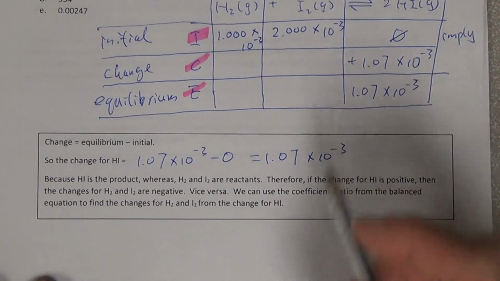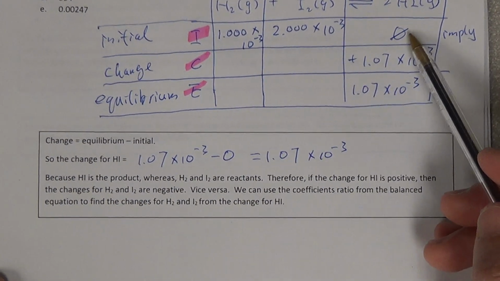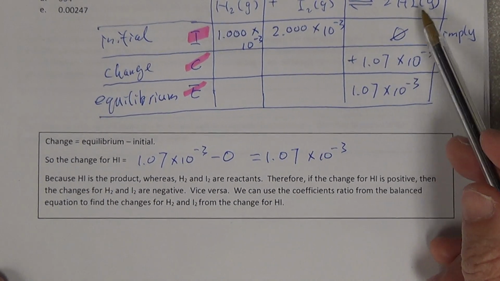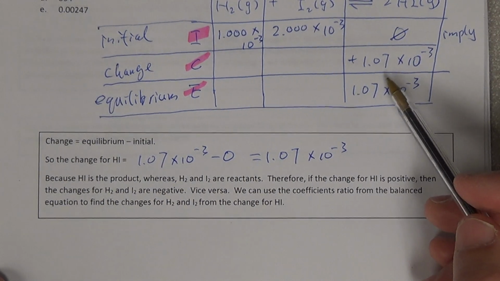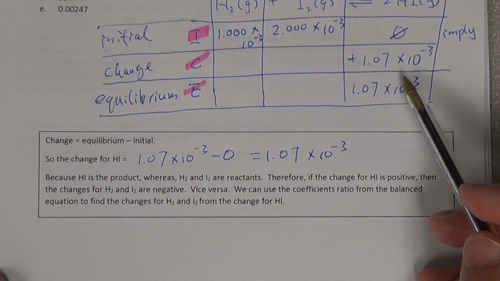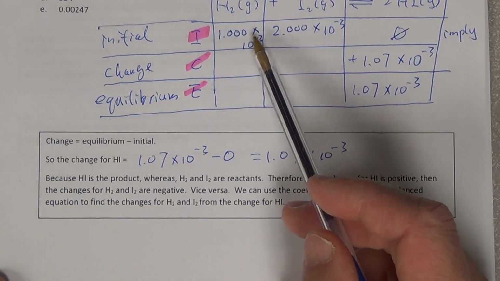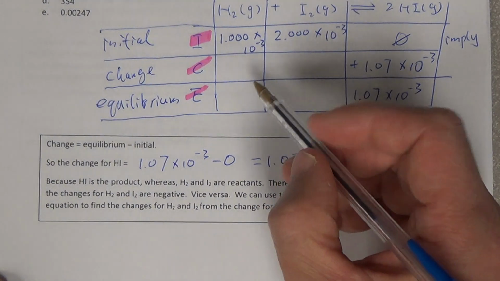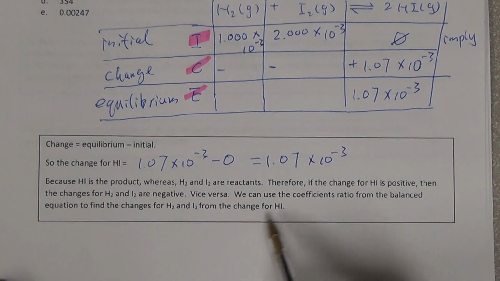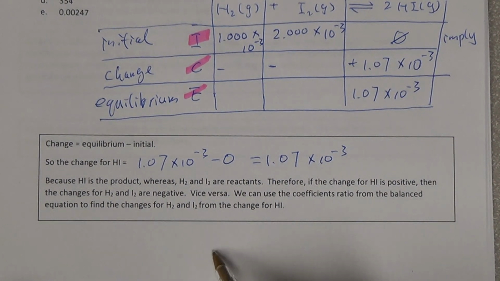So why emphasize positive? Because HI is a product. At the beginning we have nothing, 0. Then at equilibrium we have something. So the HI concentration increased. If the product concentration increased, where does the product come from? It comes from consuming the reactant. So the reactant concentration will decrease, and the change for these two will be negative and negative. Then negative how much? We will use the coefficient ratio from the balanced equation to find those out.